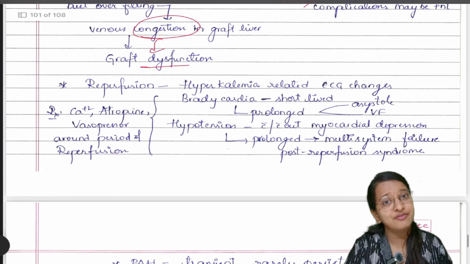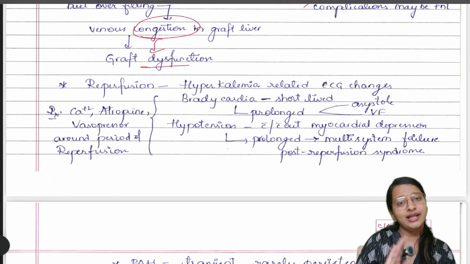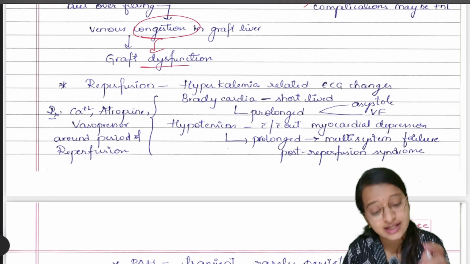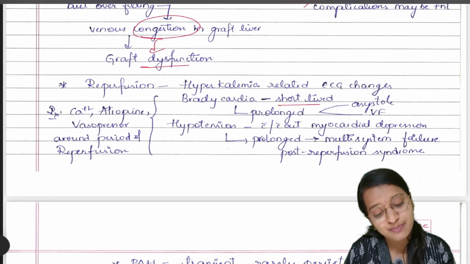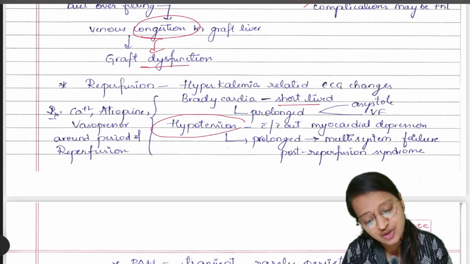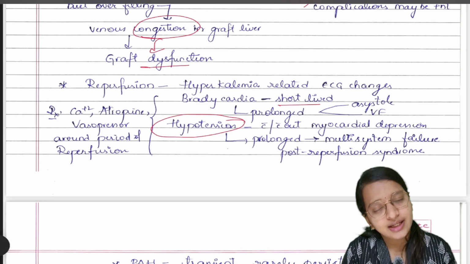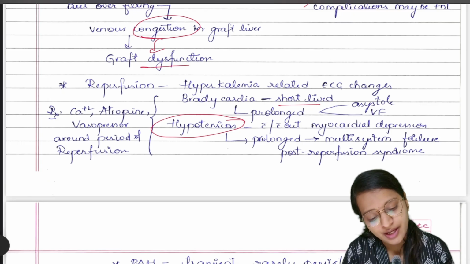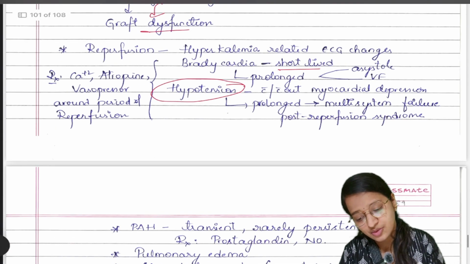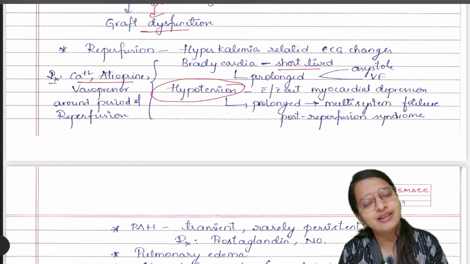So during reperfusion, we'll have hyperkalemia, right? Again, arrhythmias might be there, and there may be bradycardia. If it is short-lived, it's okay. If it is prolonged, the patient might land into asystole. Hypotension also, if it is short-lived, and if we correct it immediately, it's okay. Otherwise, the patient might go into multisystemic failure. Okay. So we'll be treating accordingly with calcium, atropine, vasopressors, or fluid.